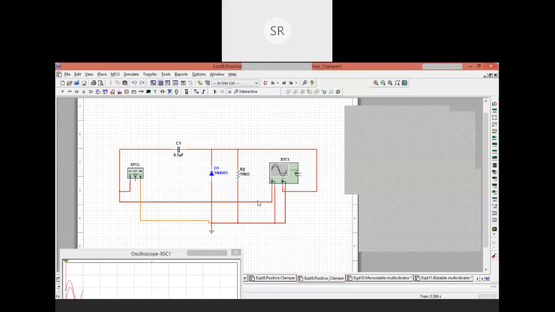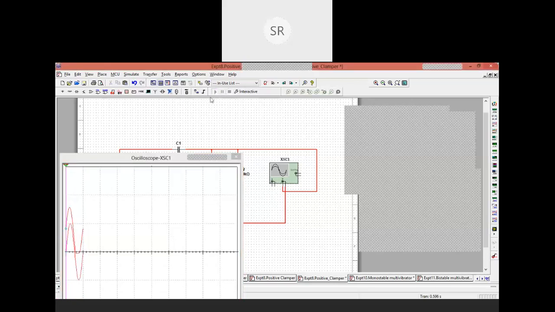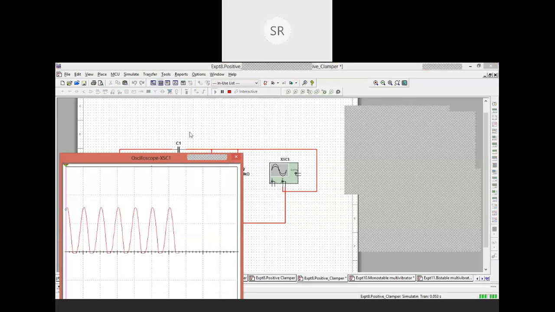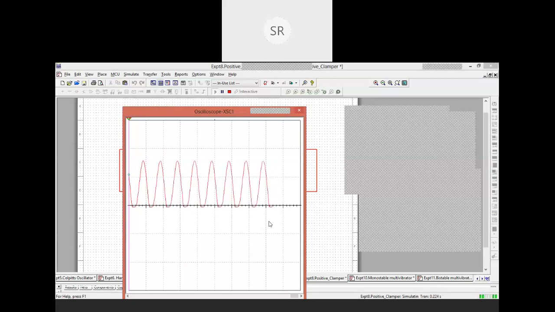Cutting down channel 1, that is the input. Which one is input? This one is output, so I don't want the input. Now I am simulating this. Only I am getting the output. So the output is above zero voltage.